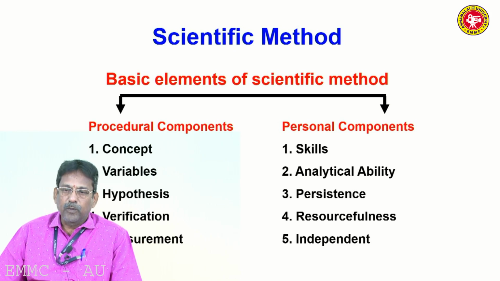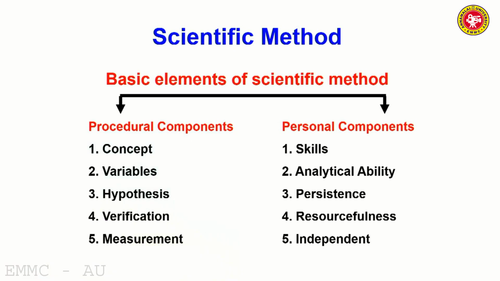Now we can see one by one. Procedural components, first we can take concept. What is a concept? Concept is the backbone of the research. Okay. After selecting the problem, the researcher has to go through the secondary data. Then they have to gain familiarity with that particular problem, then only he has to start the research. So concept is the backbone of the research.